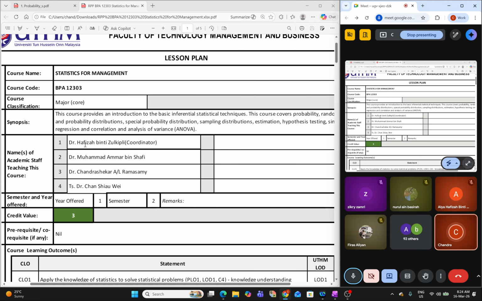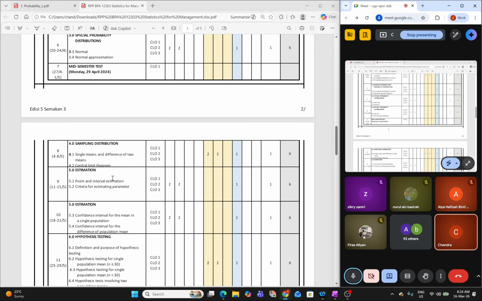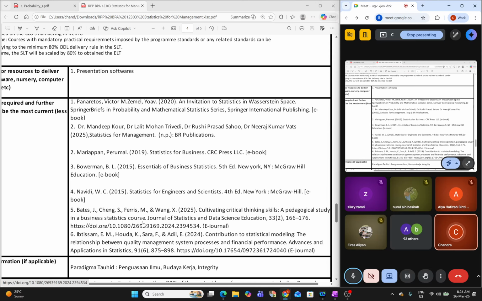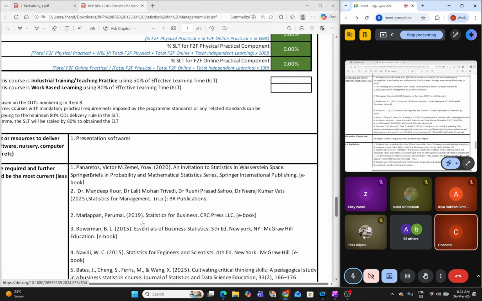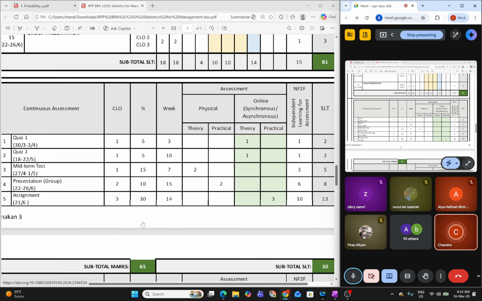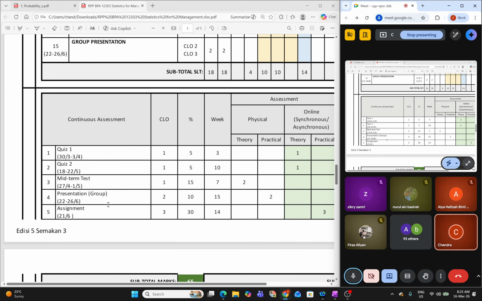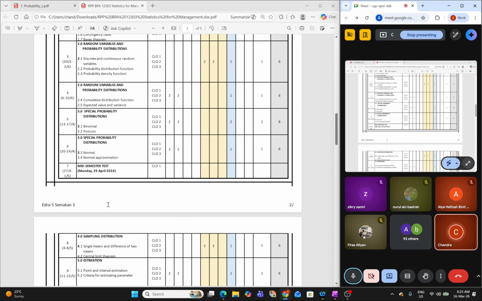The lecturers are Dr. Hafiza, Dr. Amma, me, and Dr. Chan. These are some books you can find in the library. For assessment, I will have one quiz, midterm, assignment. The presentation I will explain to you later. And then the final. All materials and all the solutions will be provided, so you have to sit and go through all these things. All right, now let us go to our first topic.